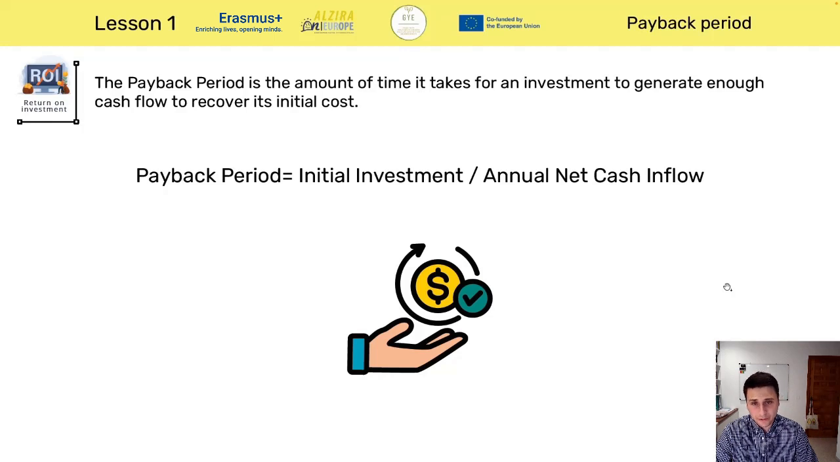Okay, the payback period is the time that it takes for that investment to generate enough cash flow to recover the initial cost. So the payback period is the initial investment divided by the annual net cash inflow.